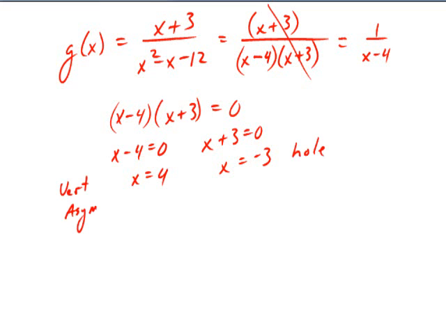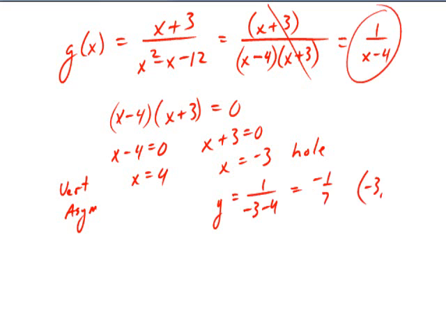Also, for this hole, we can identify the y value for that hole. If we take the final version of our function after we cancel the x plus 3's and plug negative 3 in for x, we get negative 1/7. So we'll have a hole on the function at negative 3, negative 1/7. So remember, a vertical asymptote at 4, and then a hole at negative 3, negative 1/7.